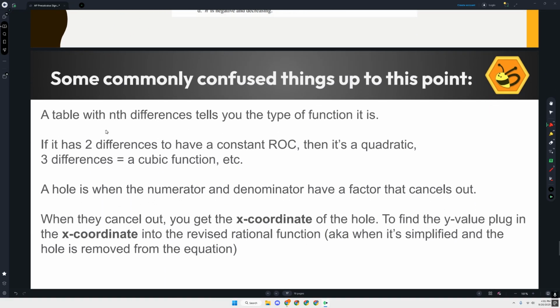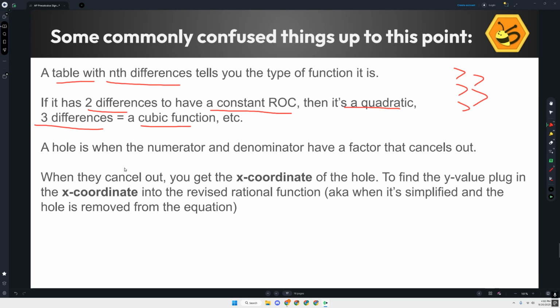Next thing, a table with nth differences. If you have a table and you go like 1, 2, 3, 1, 2, and it has 2 differences to have a constant rate of change, it's a quadratic. 3 differences, a cubic, etc. If you have a question about concavity, I'll answer them, like if you have specific questions.